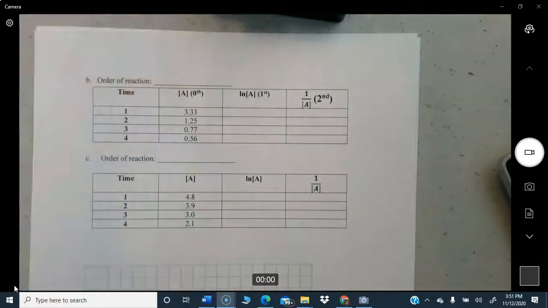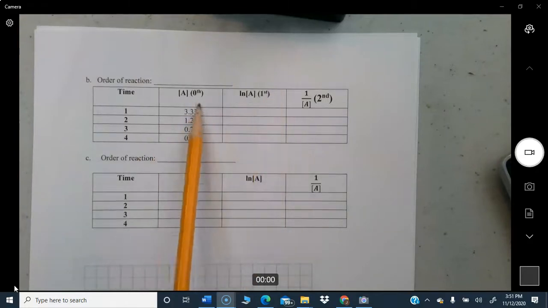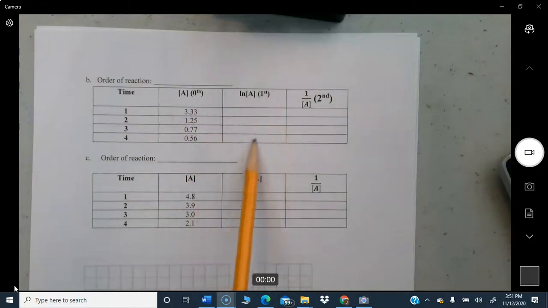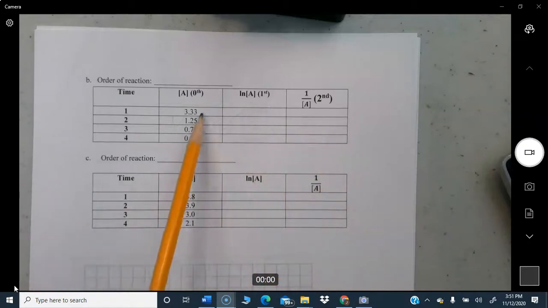So you can just go ahead and write the order of the reaction right up above when you figure it out, okay? I kind of gave you a little tip here. That's a 0th order if that's a straight line, that's a first order if that's a straight line, and that's a second order if that's a straight line. Okay, so again, plot this first.